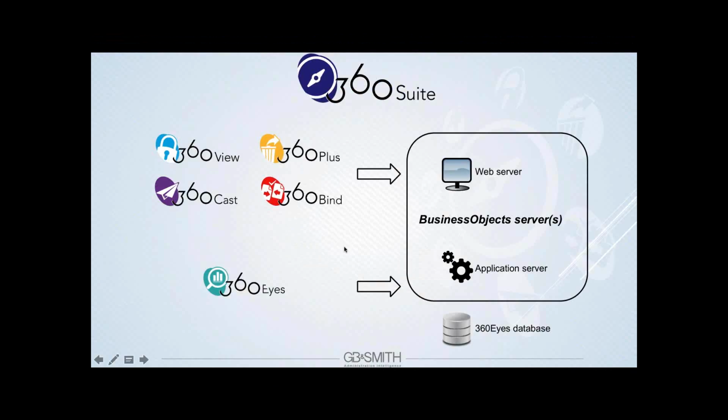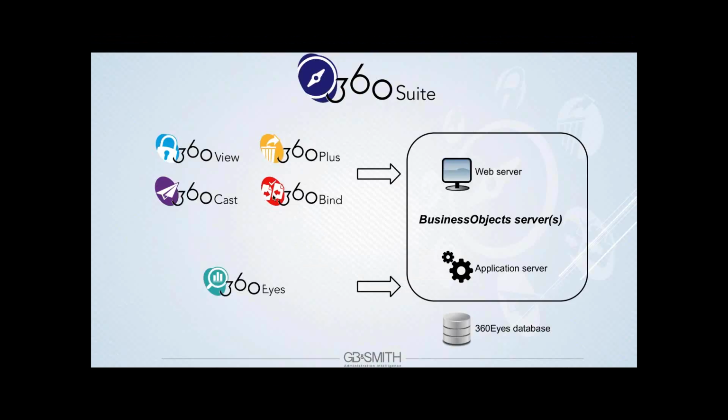Okay, so I'm going to cover 360 Bind. Just to give you some reference, this is the 360 suite that Amy described. The first four products are all web applications, 360 View, 360 Plus, 360 Cast, and 360 Bind, all accessed from the same web interface. So if you are existing customers and have 360 View, enabling 360 Bind is as simple as adding a license key and the product would be available.